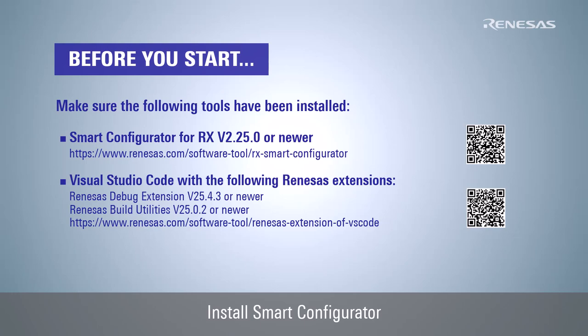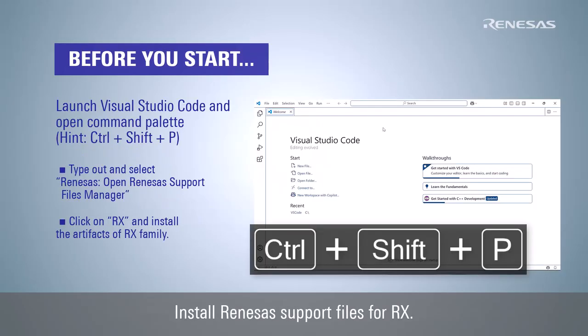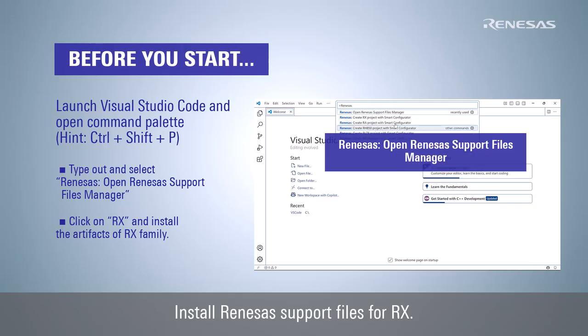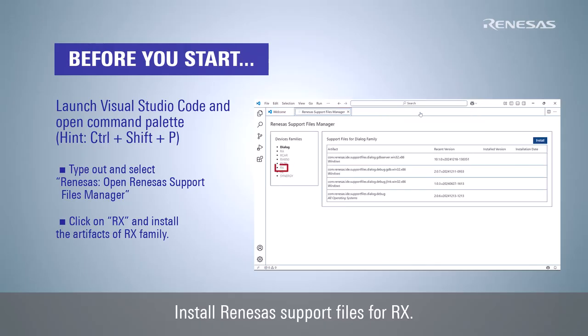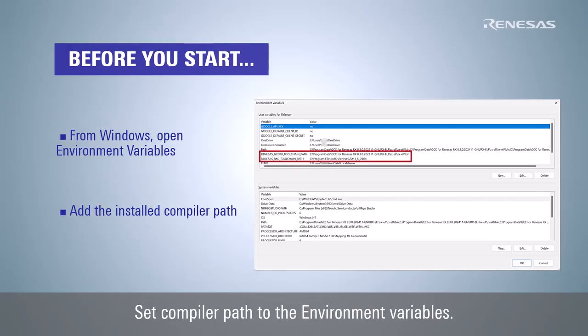Before you start, make sure to have Smart Configurator and Visual Studio Code with Renesas debug extensions installed. Navigate to the links provided in this video to download and install the necessary installers. After installation, launch Visual Studio Code and open the command palette. Select the Renesas Support Files Manager and install RX family-related support files. Add the installed compiler path to the environment variables.